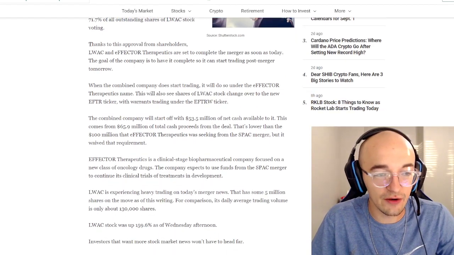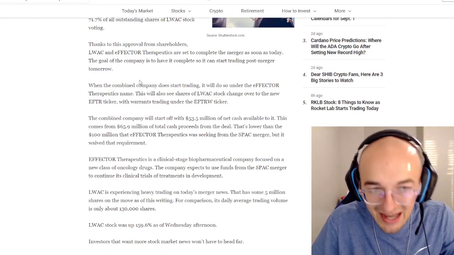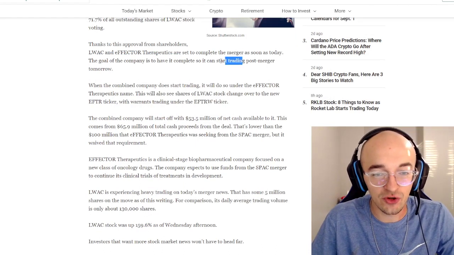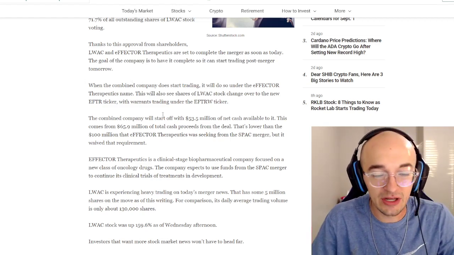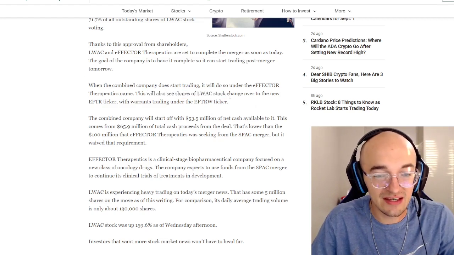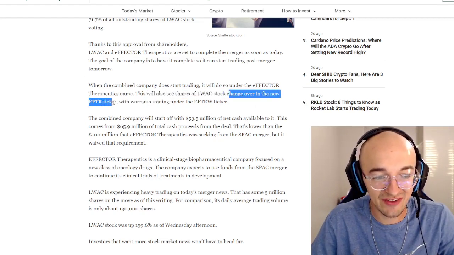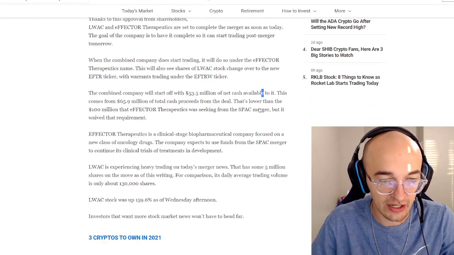So they do say here that thanks to the approval from shareholders, LWAC and Effector Therapeutics are set to complete the merger as soon as today. The goal of the company is to have it complete so we can start trading post-merger tomorrow, so be looking out for that. When the combined company does start trading, it will trade under the Effector name. This means that LWAC stock is going to change over to EFTR, with warrants trading under the new EFTRW ticker.